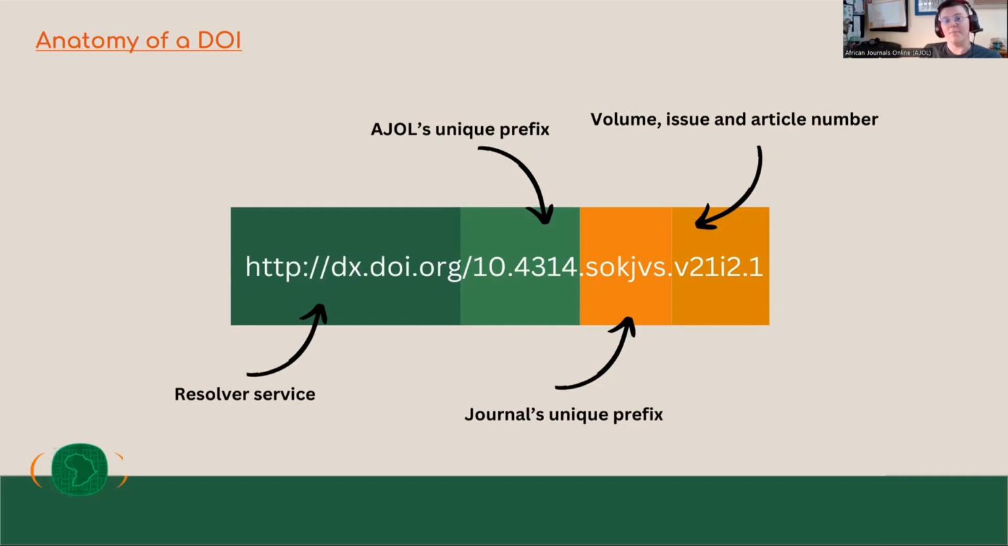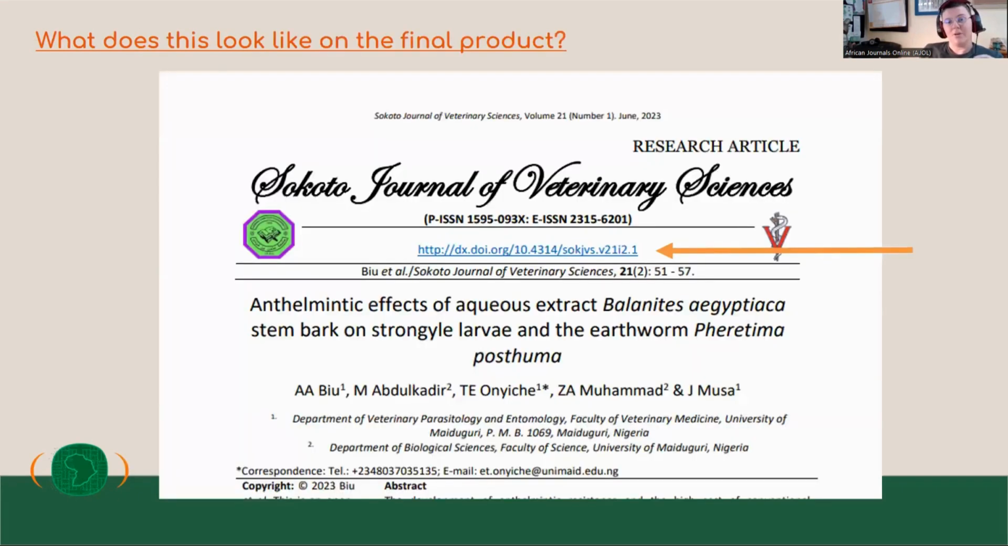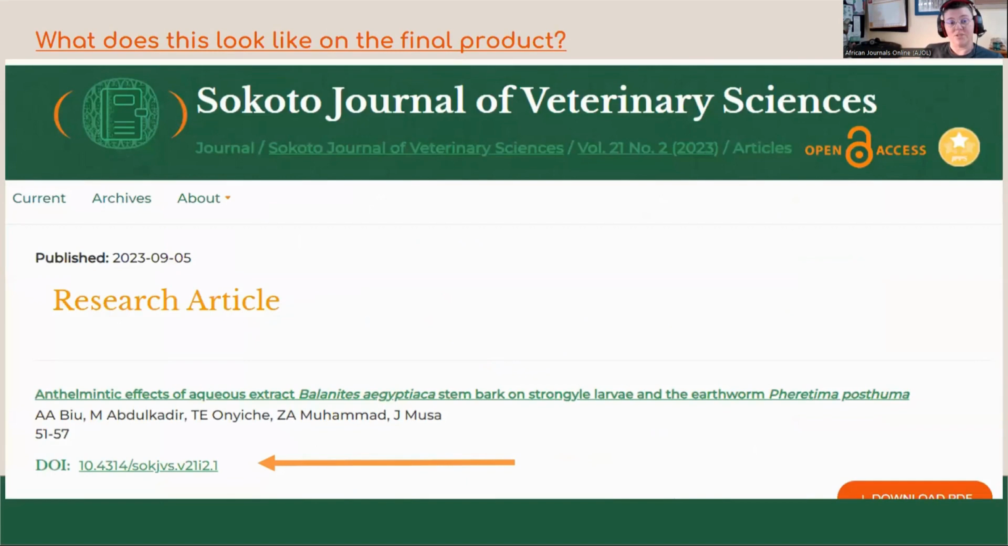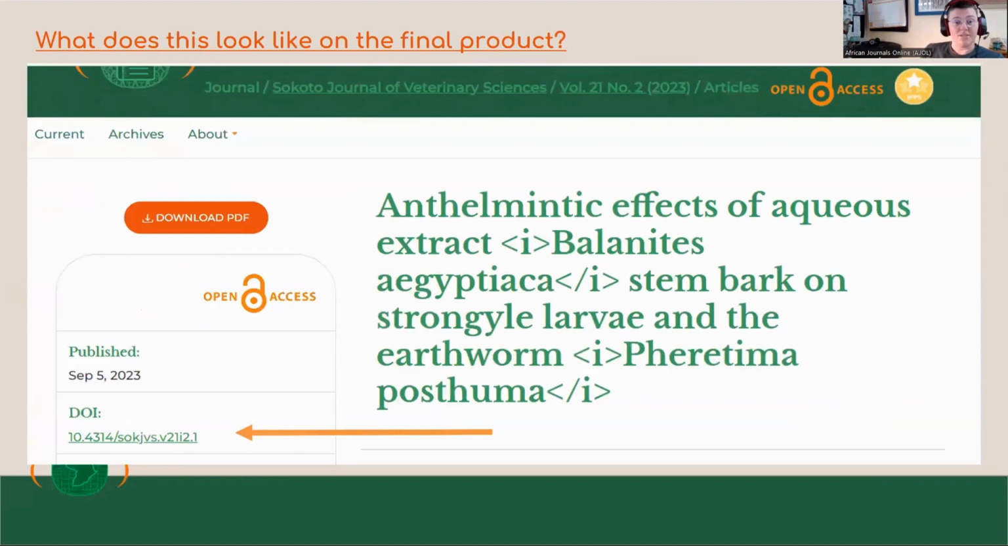It is also, if you look at DOIs for long enough, you can tell exactly which article you're looking at without even seeing the title. There it is. You see the orange arrow. There it is on the finalized PDF. And here it is on our journal page, as you see there at the bottom. And there it is on the article page.